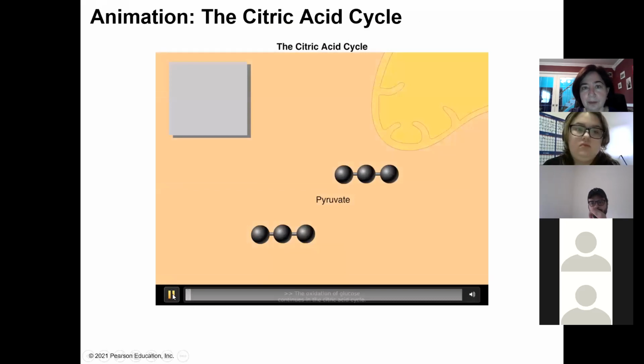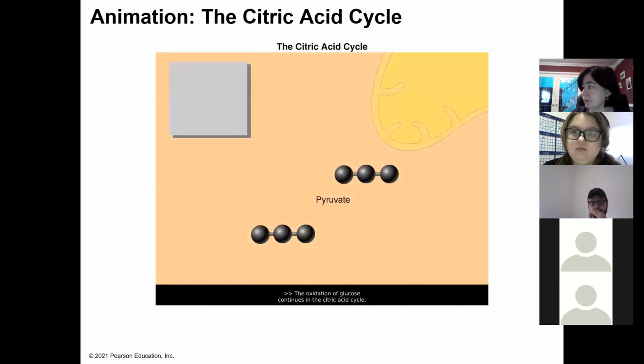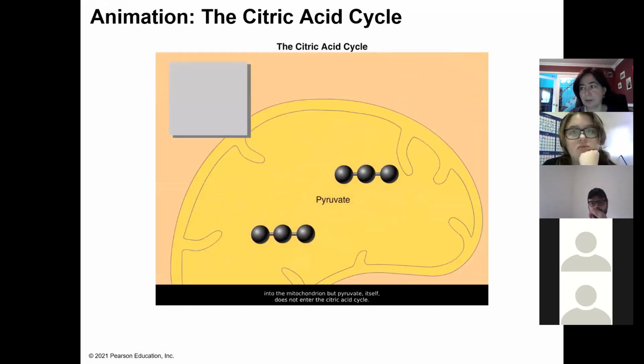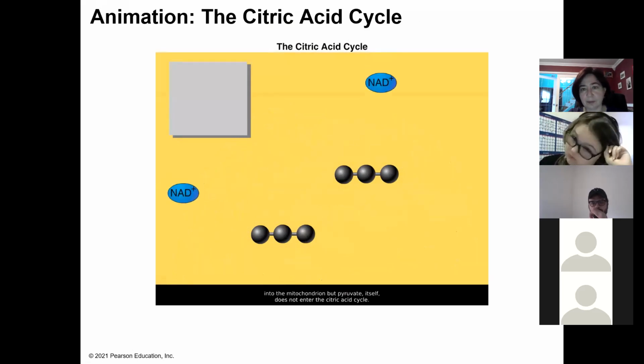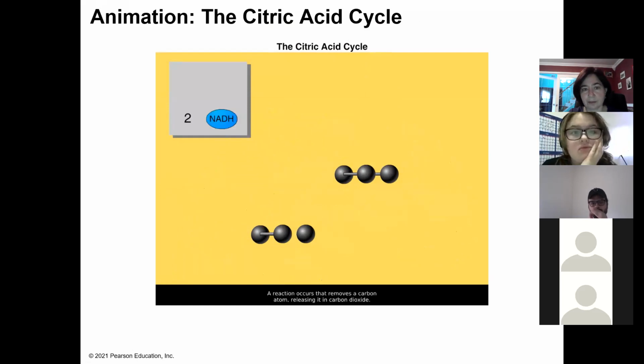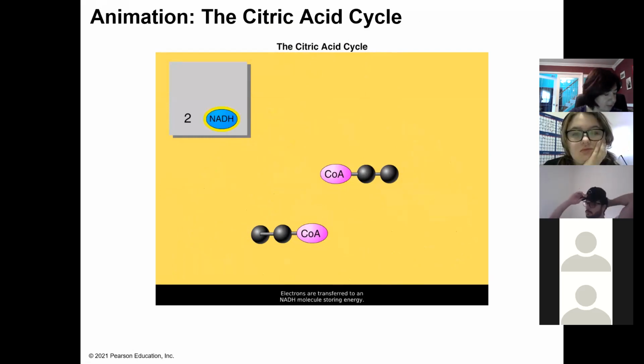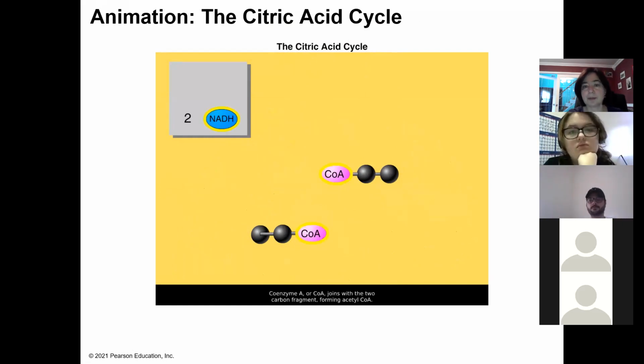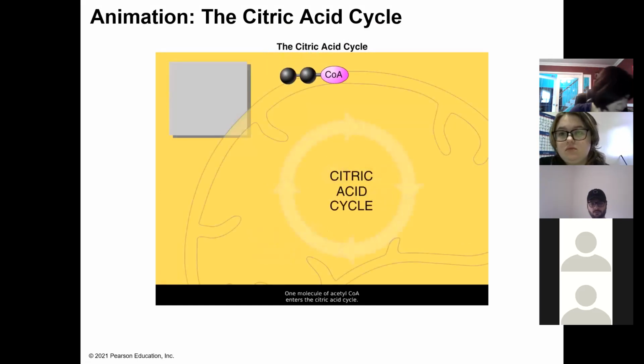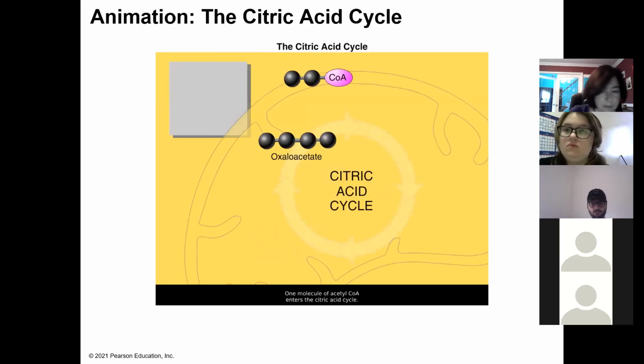The oxidation of glucose continues in the citric acid cycle. Pyruvate molecules formed during glycolysis are transported from the cytosol into the mitochondrion, but pyruvate itself does not enter the citric acid cycle. A reaction occurs that removes a carbon atom, releasing it in carbon dioxide. Electrons are transferred to an NADH molecule, storing energy. Coenzyme A, or CoA, joins with the 2-carbon fragment, forming acetyl-CoA.